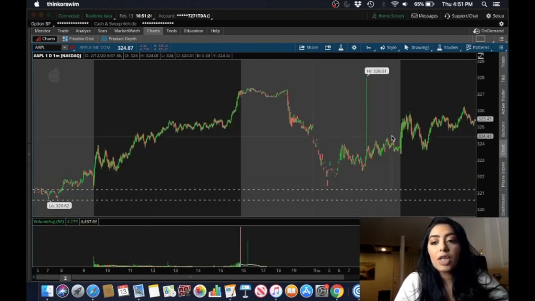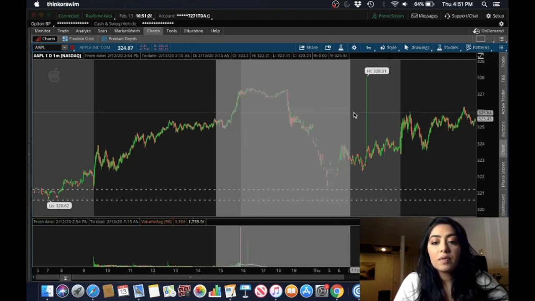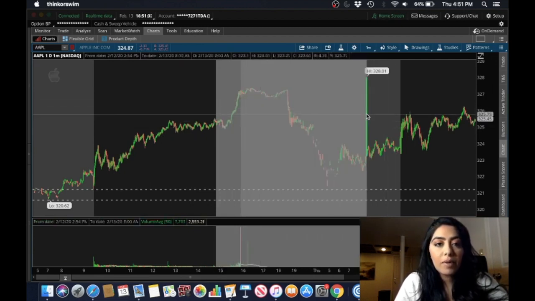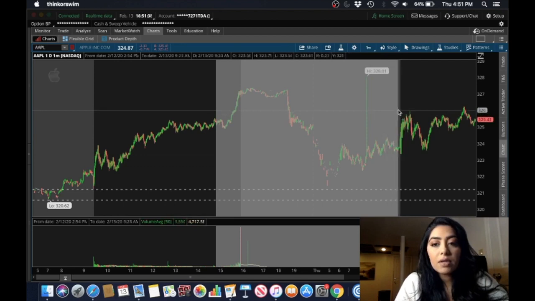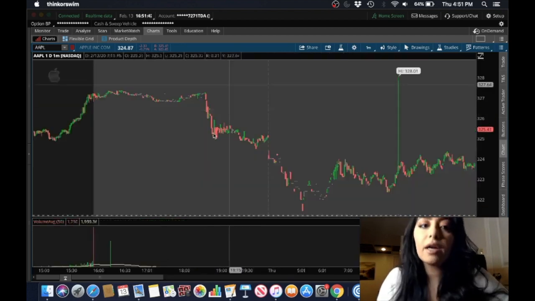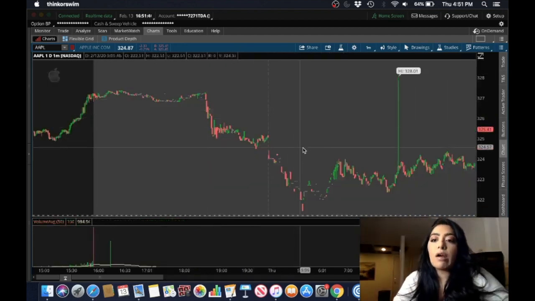If we were going to watch Apple today, Thursday, February 13th, what I would do is zoom into this pre-market area right here, right before the market opens. I would watch Apple right until about when the market opens, so like right here. So these are all the pre-market levels here on Apple.